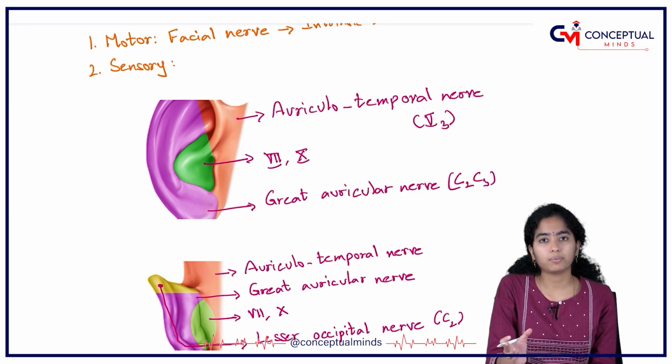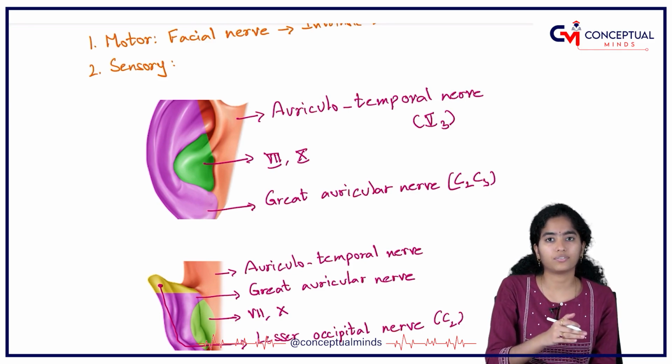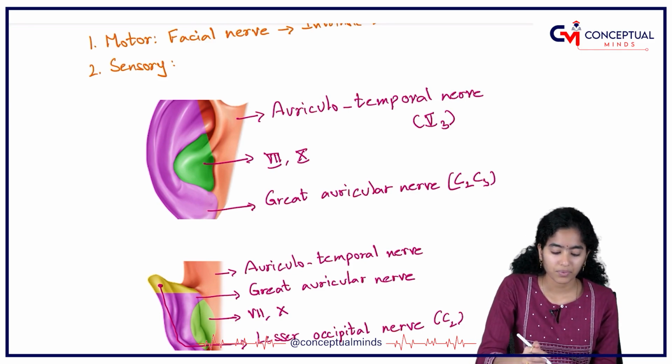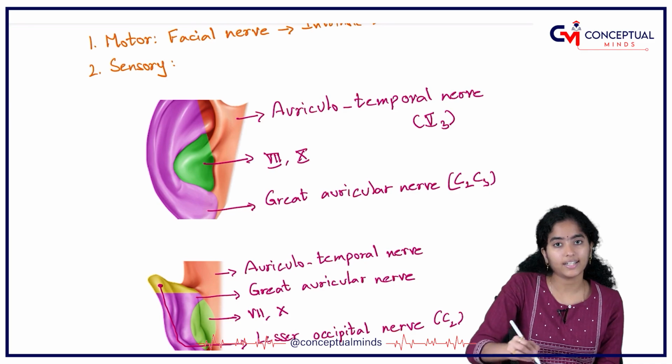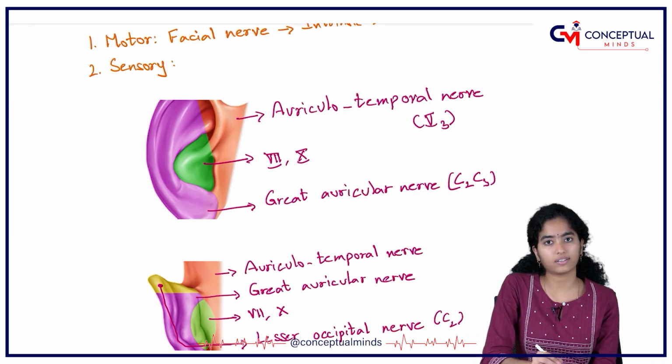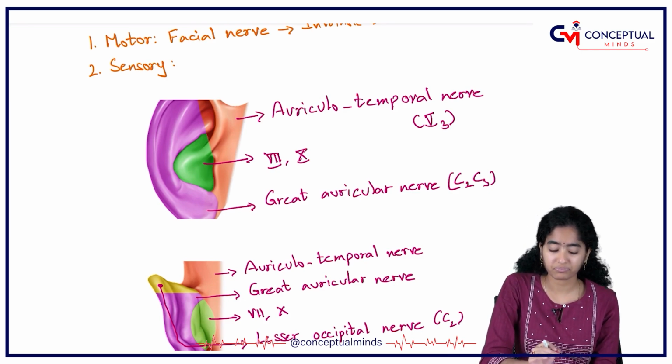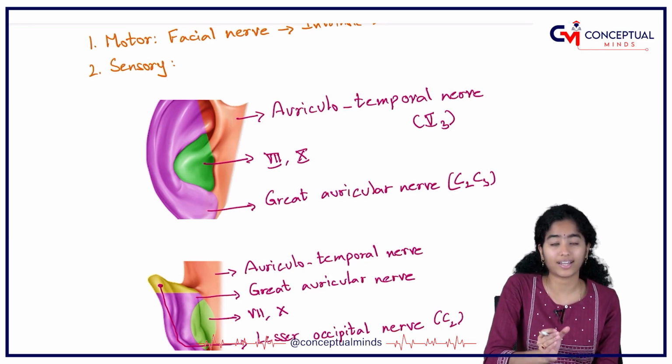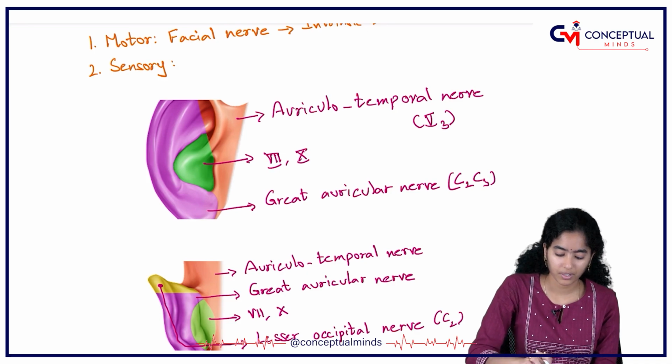Now if you think a bit more, the middle ear, external auditory canal, they are all supplied by cranial nerves. So this is the part that is leading into the external auditory canal. So from here itself, the 7th and 10th cranial nerves have taken over the area. That is their representation on the auricle.